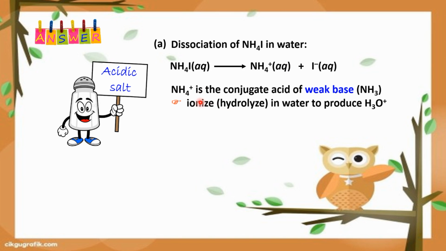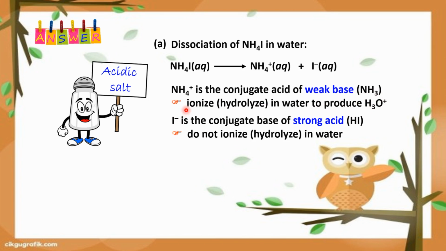Alright, so next, ammonium ion is the conjugate acid of a weak base, that is ammonia. So ammonium ion can be ionized or hydrolyzed in water to produce H3O+. Whereas iodide ion is the conjugate base of a strong acid, that is HI. So iodide ion does not ionize or hydrolyze in water.